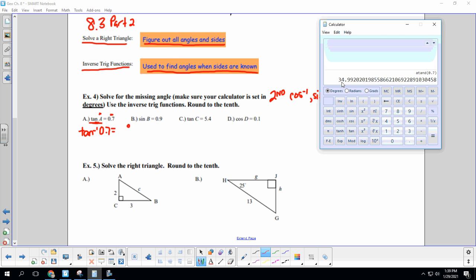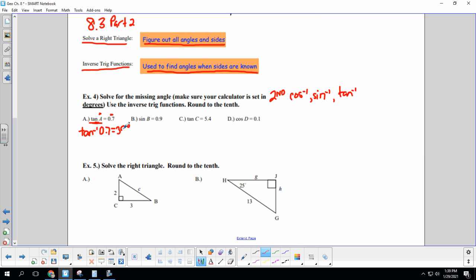So my angle, rounding to the nearest tenth, is 34.99. Well, to round that to the nearest tenth, it's going to be 35.0. Looks like an 8, so I will fix that. 35.0 degrees. And that's what A equals. Angle A is 35.0 degrees.